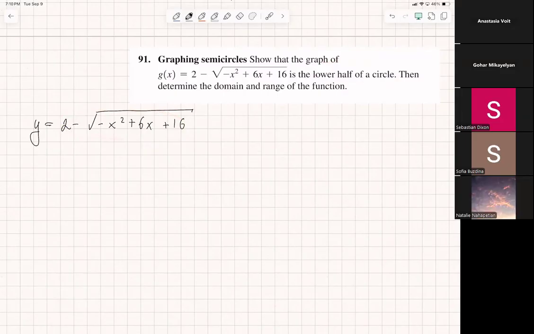Remember that the equation of the circle is r squared equals x squared plus y squared, right? Where r is some number or radius, right? So if we solve for y squared in this case, we'll have r squared minus x squared, and then y equals plus or minus the square root of r squared minus x squared, right? And since we are given the lower half circle, then we will just be working with the negative branch of our circle.